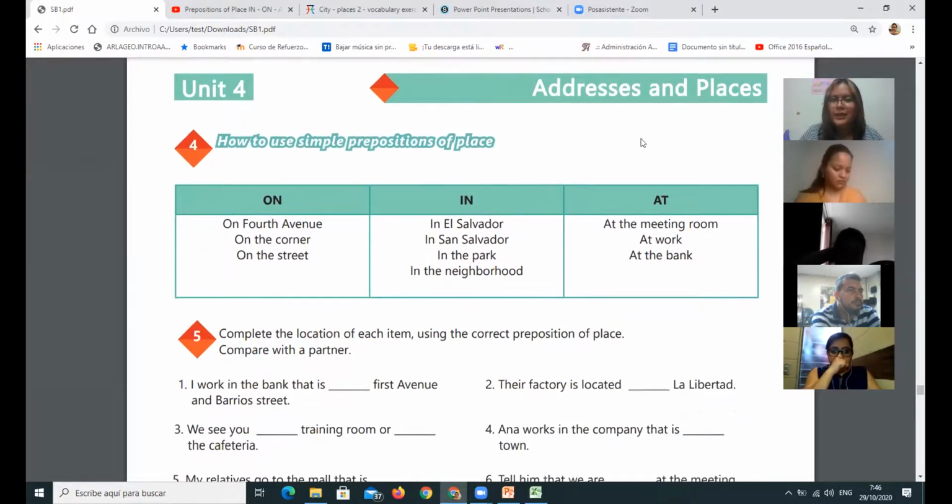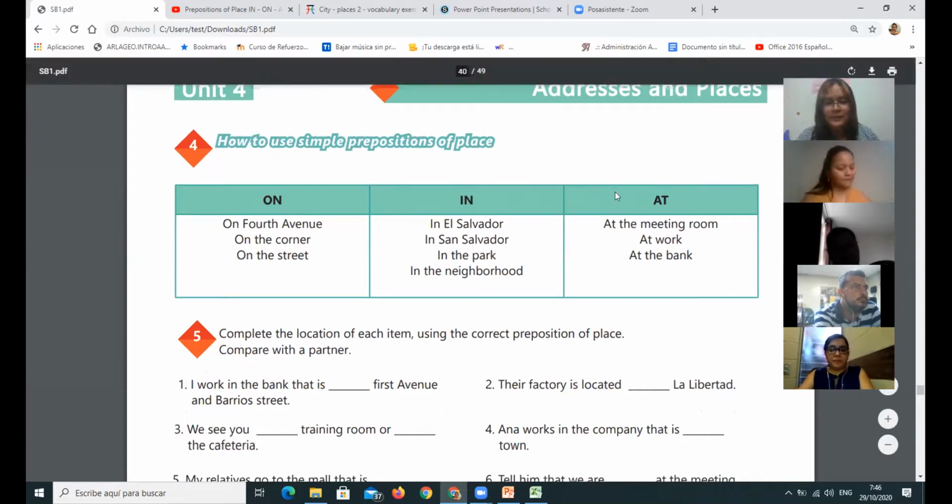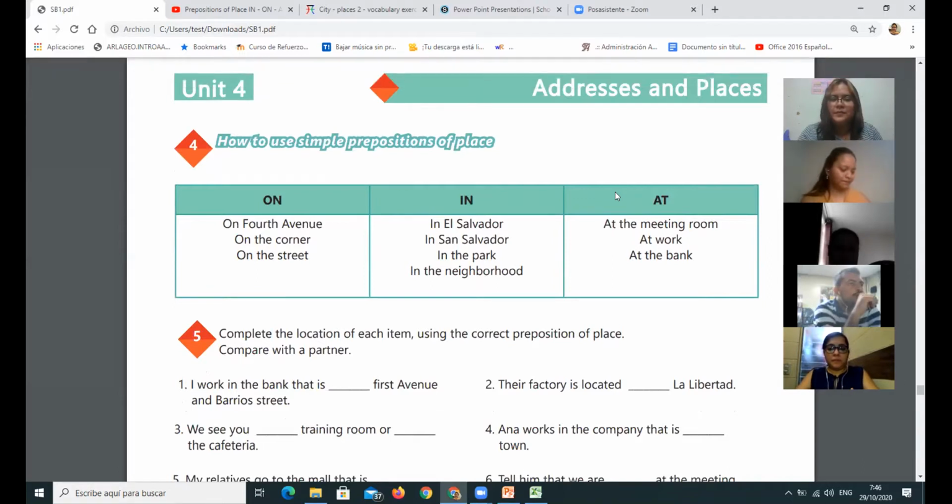Look, on, in, at, to talk about places. Marvin, can you help me to read the examples on, in, at, Emmanuel, please? On 4th Avenue, on the corner, on the street, in El Salvador, in San Salvador, in the park, in the neighborhood, at the meeting room, at work, at the bank. Thank you so much. So these are the different uses of prepositions of place, on, in, and at.